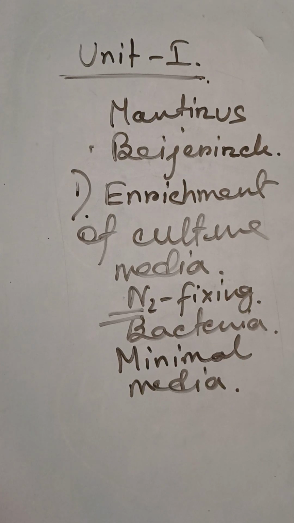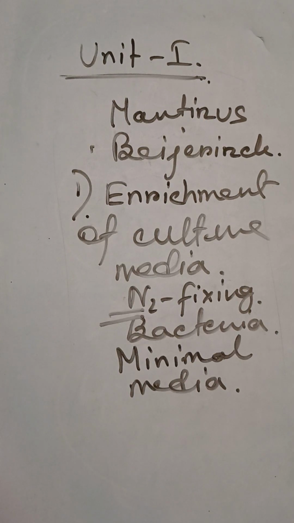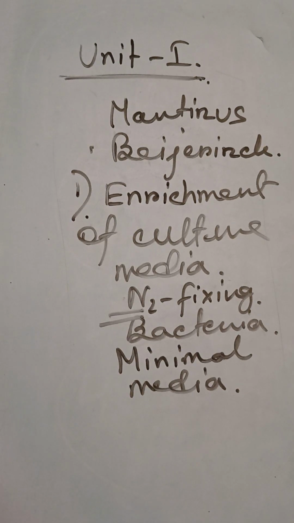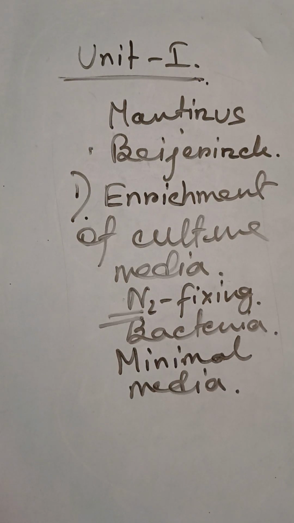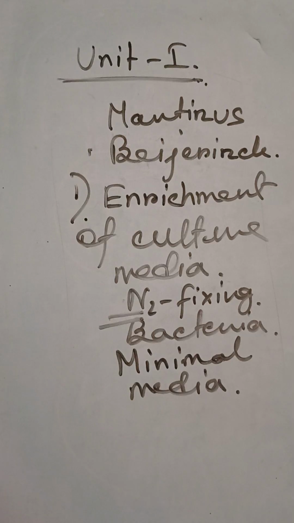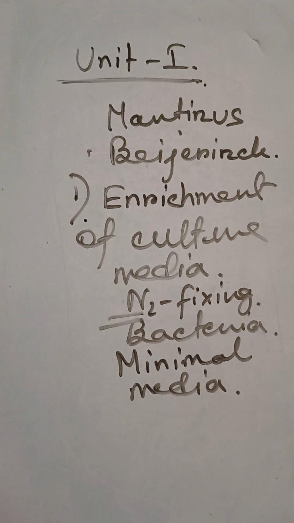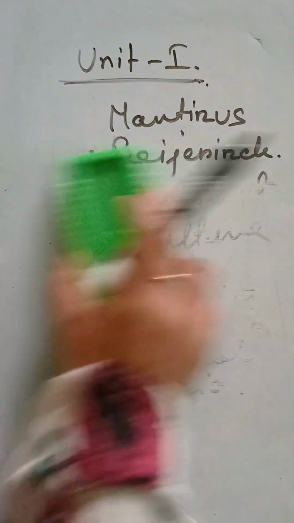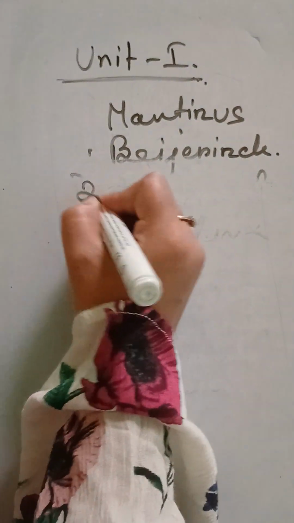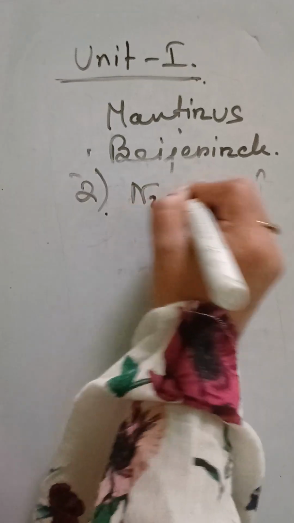So that is the selective media which selects the growth of only nitrogen fixing bacteria, not sulfur producing bacteria or siderophore producing bacteria or phosphate solubilizing bacteria. No, only nitrogen fixing bacteria. So that is the enrichment of the culture. That is the first invention. Now the second invention, that was nitrogen fixation.